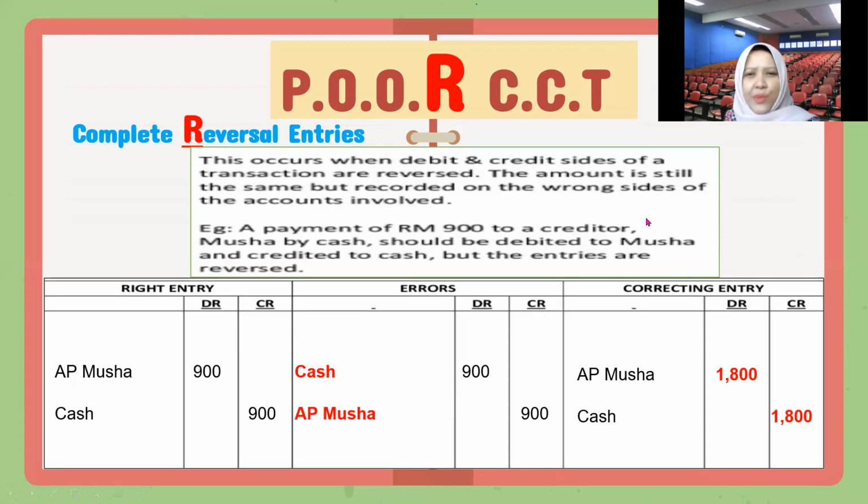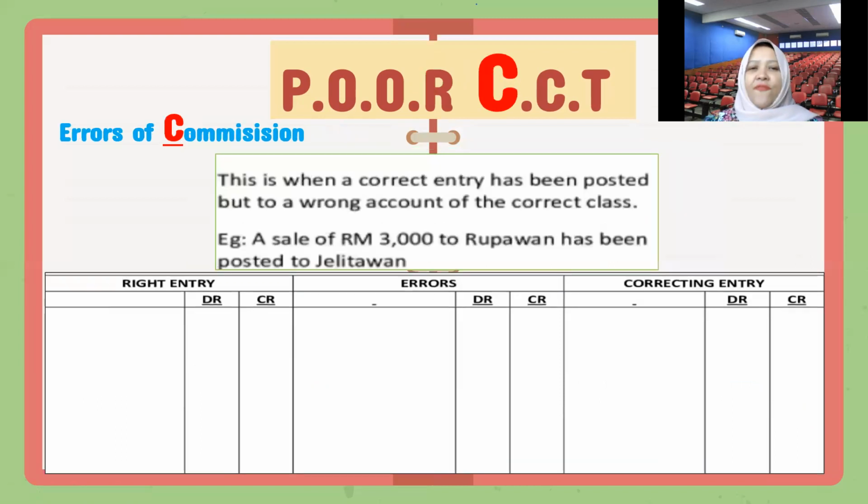mind. Okay, we will do a lot of exercises on correction of errors, so that you get a better understanding of this. Okay, next, the fifth one is actually errors of commission. This time it is actually the wrong account but in the correct class. For example, a sale of 3,002 to Rupawan. So it should be debit account receivable Rupawan and credit your sales.